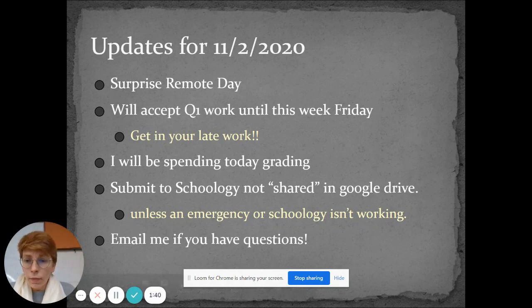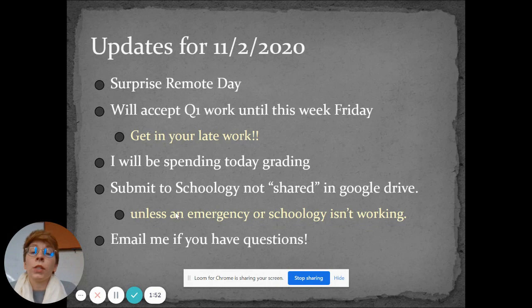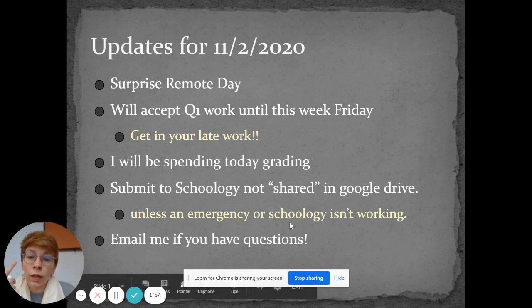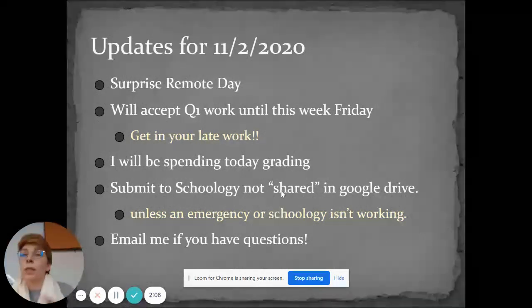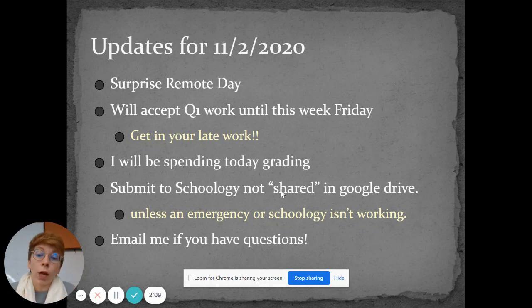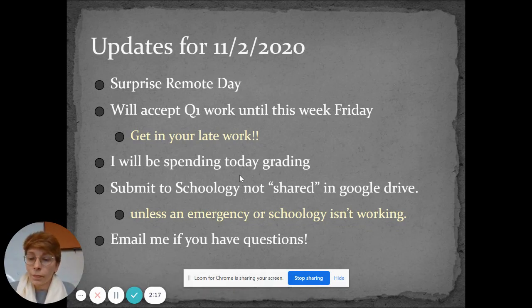That'd be great. And speaking of sharing, please submit to Schoology and not share in Google Drive whenever possible. I know sometimes Schoology does not accept late work or isn't working. Then you can share it with me. The problem is when it's shared with me, it quickly gets lost in the rest of the stuff in my Google Drive. I'm trying to set up a system at this point, but the safest way is to upload it on Schoology. And lastly, if you have any questions, feel free to email me and let me know at any point today. I'll be in communication.